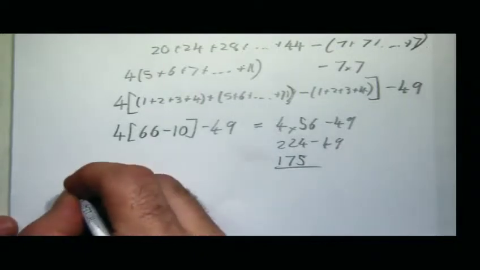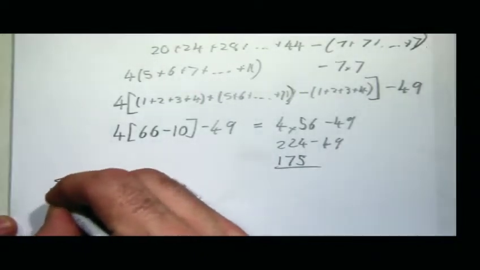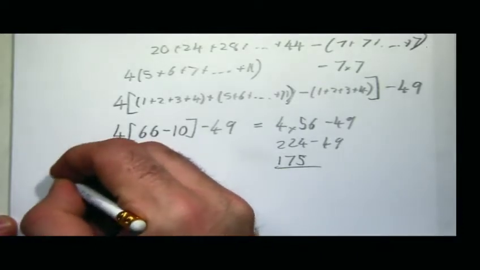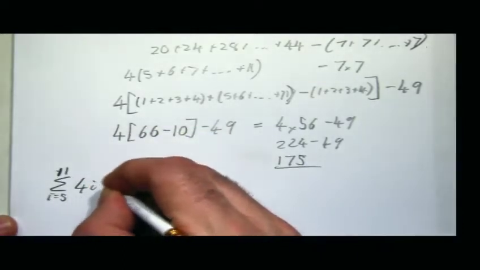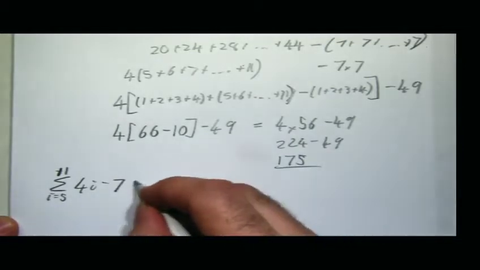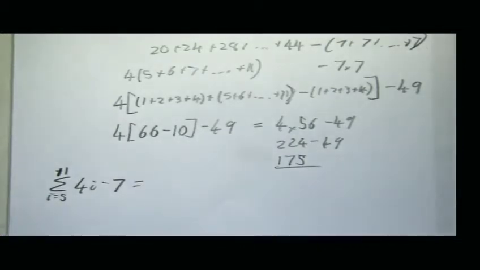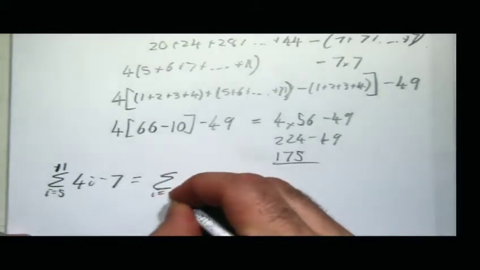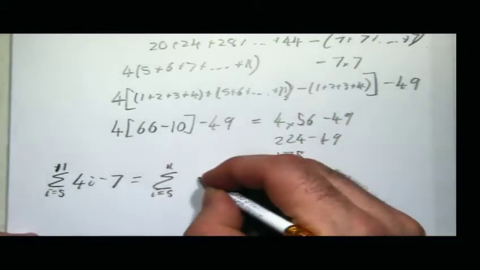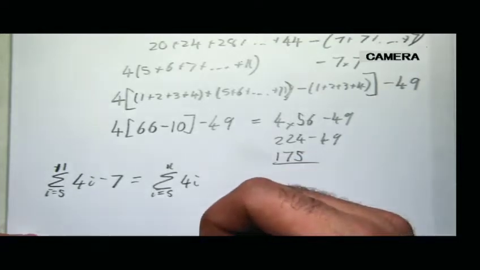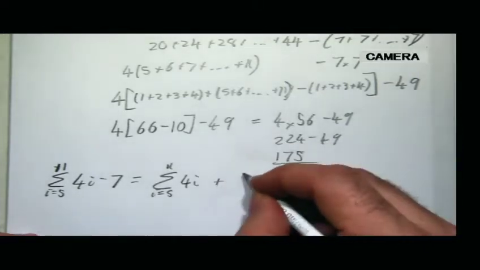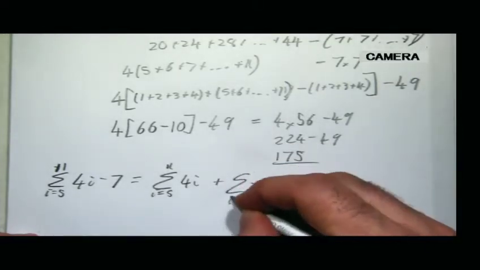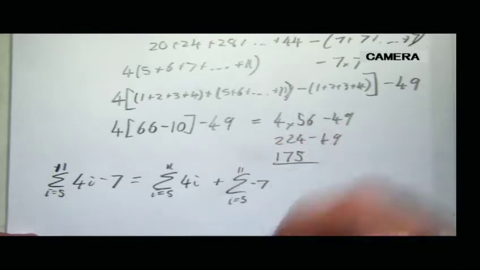So if I take my sum, i equals 5 to 11 of 4i minus 7, what I can do is split that. That's the 4i bit and the minus 7 bit. So I can write this as the sum from i equals 5 to 11 of 4i, plus the sum of minus 7, i equals 5 to 11. Okay.